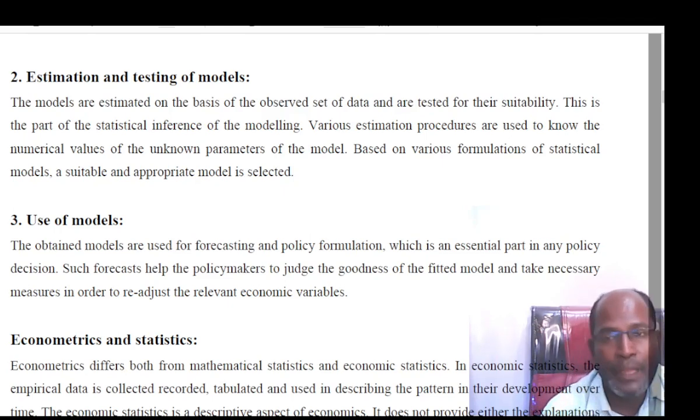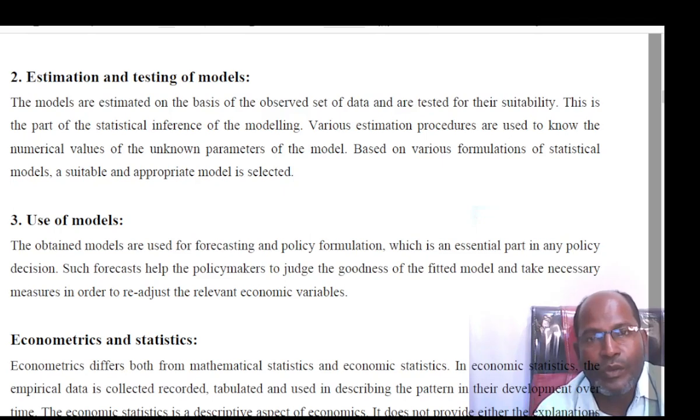So in this video we have covered what is econometrics, what is an econometric model and what are the three main aims of econometrics. In the next class, we'll discuss the difference between econometrics and statistics, econometrics and economics and other subjects.